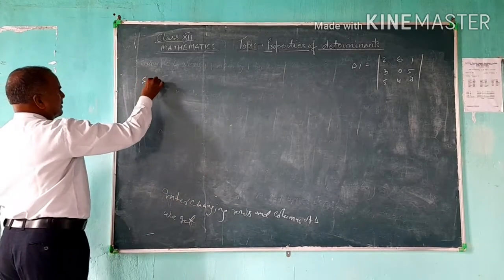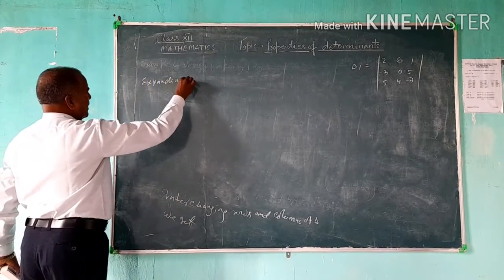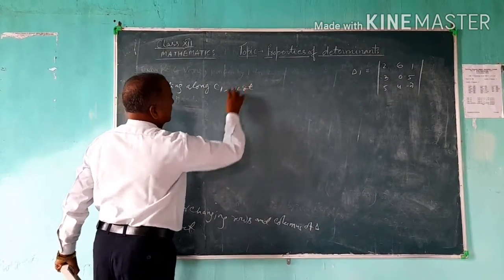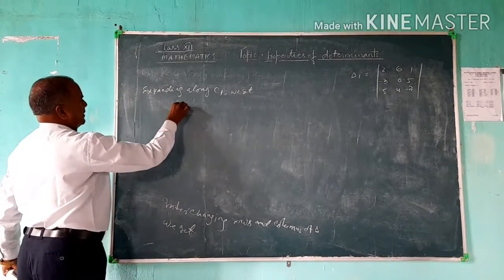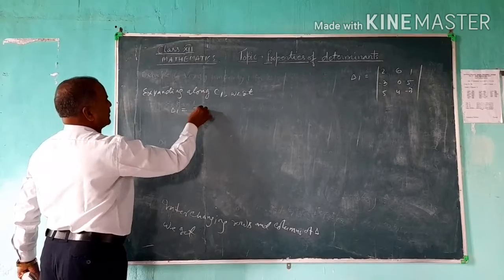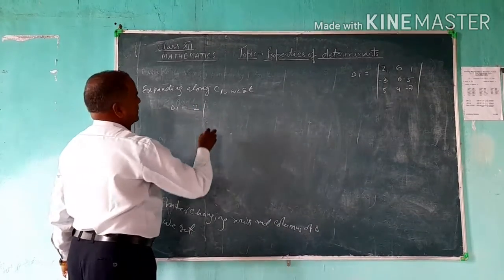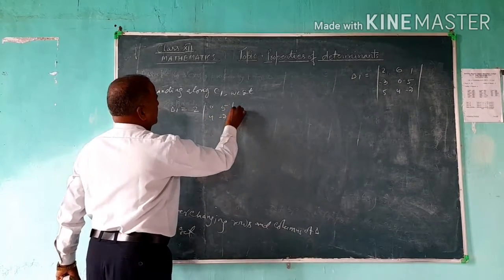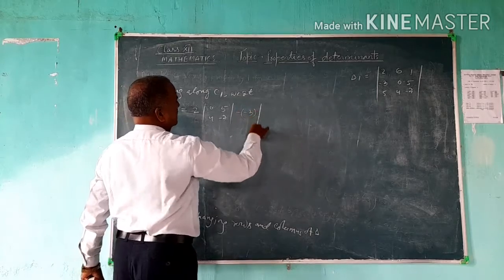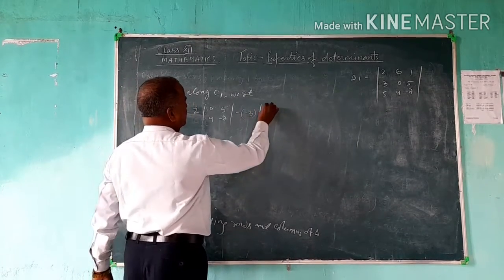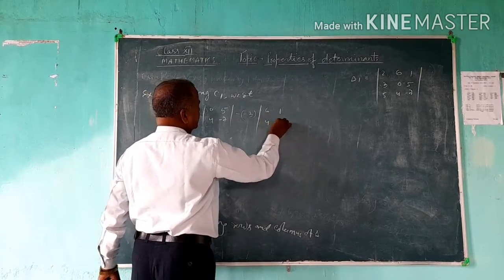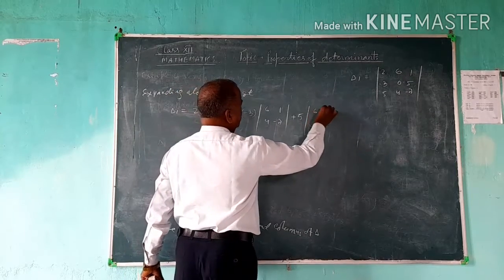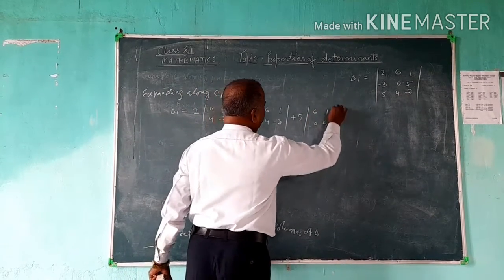Expanding along C1, we get delta 1 is equal to 2 into (0, 5, 4, minus 7) minus 3 into (6, 1, 4, minus 7) and plus 5 into (6, 1, 0, 5).